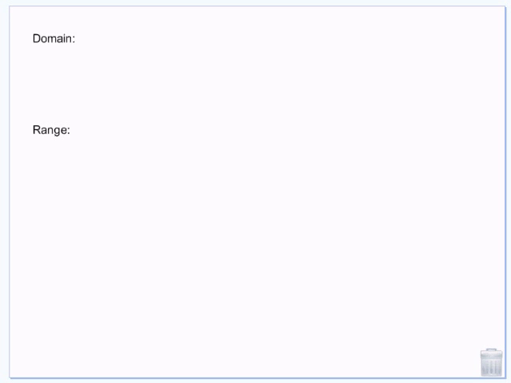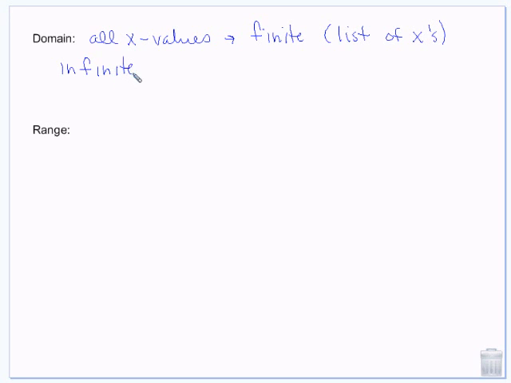All functions and relations have a domain and a range. Okay, the domain is all of the x values. And this can be finite, so we can have a list, or it can be infinite. So we could say something like x is greater than 5. So it would be every number that was greater than 5 could be our domain. Okay, so your domain can be finite or infinite. And it's all your x values.